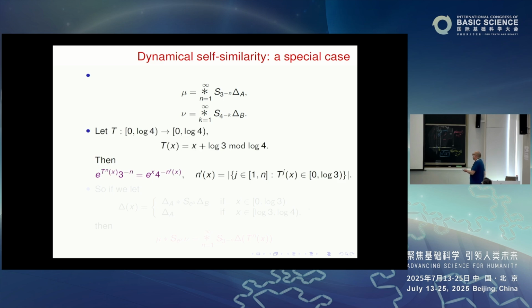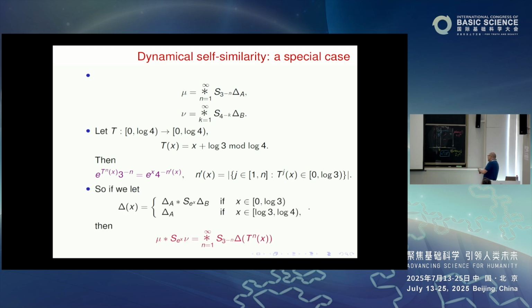Okay, so here is the irrational rotation. I'm going to call it T, and it's convenient to work with the circle [0, log 4), and I add log 3, but modulo log 4. So I'm really rotating by log 3 over log 4, and this is where it's used that 3 and 4 are rationally independent. Log 3 over log 4 is irrational, so this is an irrational rotation. And then iterating this map n times, e to the x times 3 to the minus n happens to be e to the x times 4 to the minus another exponent, which is how many times you wrap around the circle when you iterate this. So this is very easy to verify.